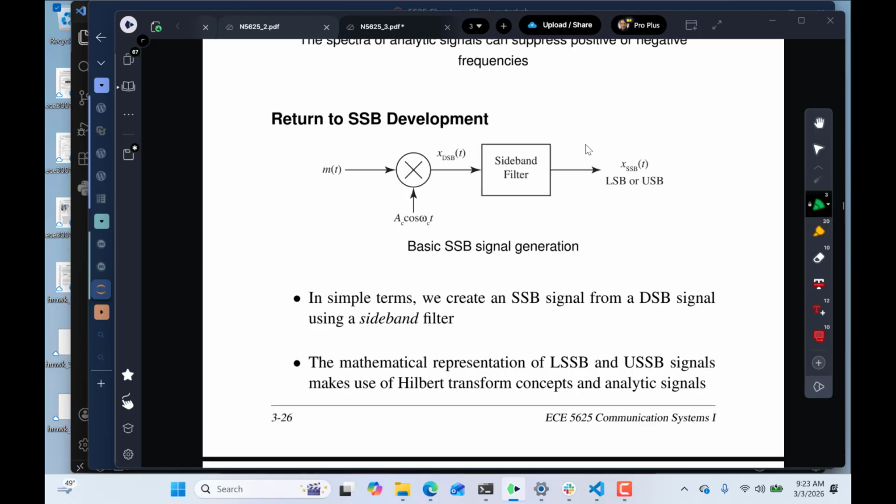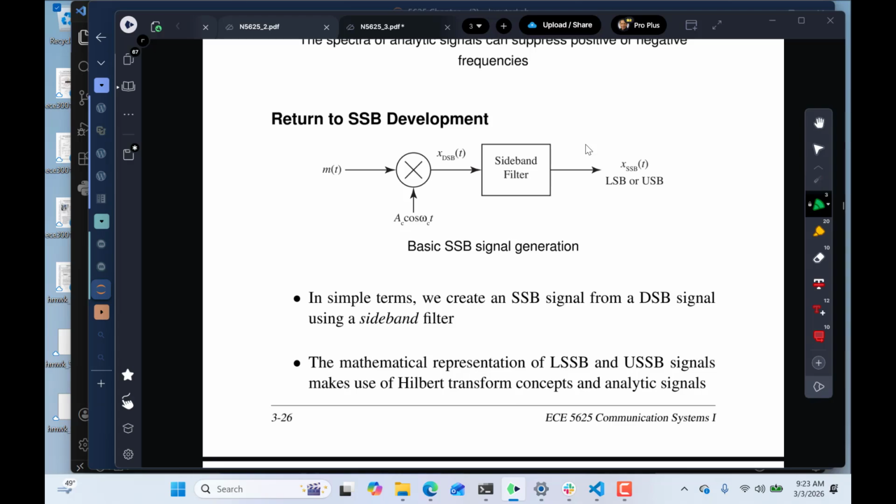So going back to single sideband development, we want to have a sideband filter that can take, say, double sideband, which is what we have on the left side there, message times cosine. Why is that not AM, by the way? Just to make sure you're learning something since last week.